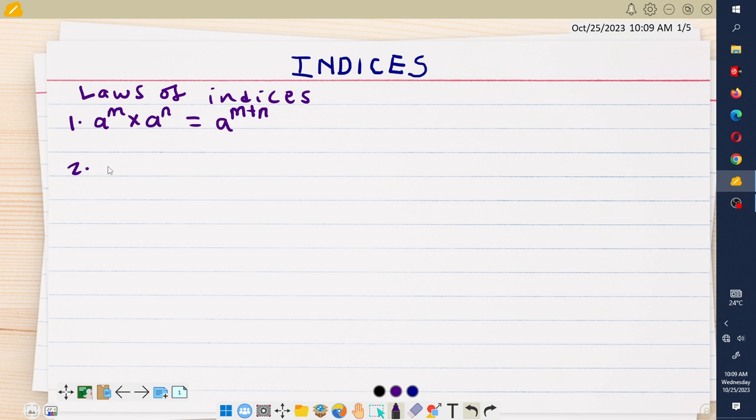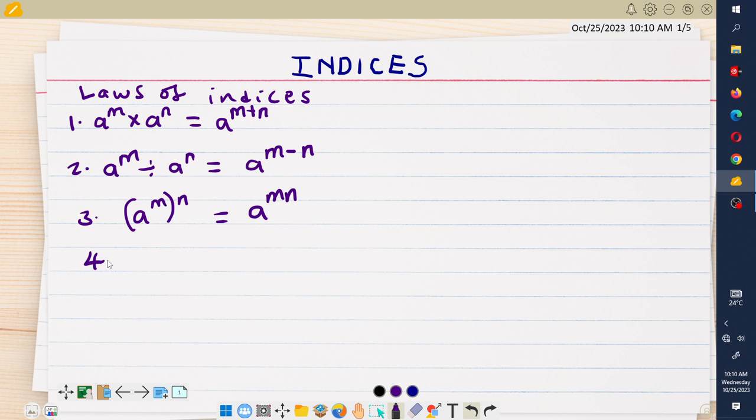The second law states that if you have a to the power of m, then you divide with a to the power of n, this should give you a to the power of m minus n. The third law states that if you have a to the power of m, then to the power of n, this is the same as saying a to the power of m multiplied by n. Then the fourth law states that if you have 1 over a to the power of n, this should be equal to a to the power of negative n.